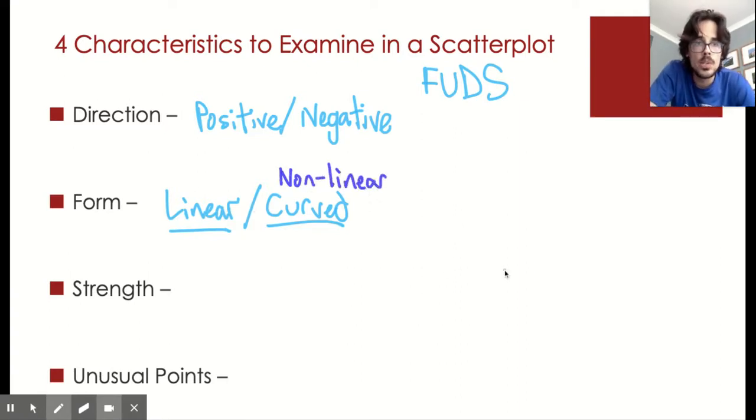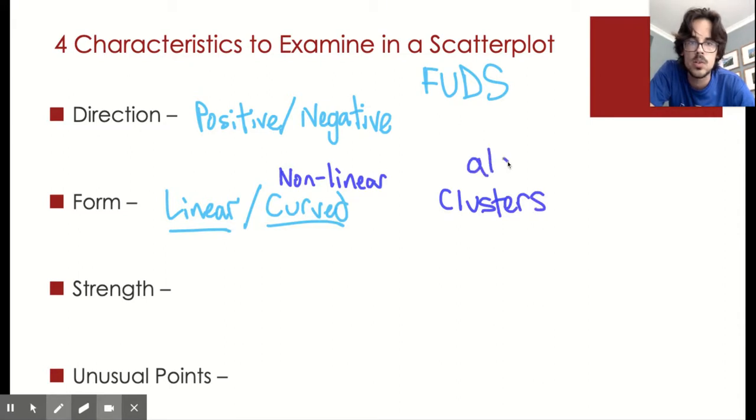When we talk about form, we'll also talk about something called clusters of points. So we'll also talk about clusters, which I'll address on the next slide when we see our example.